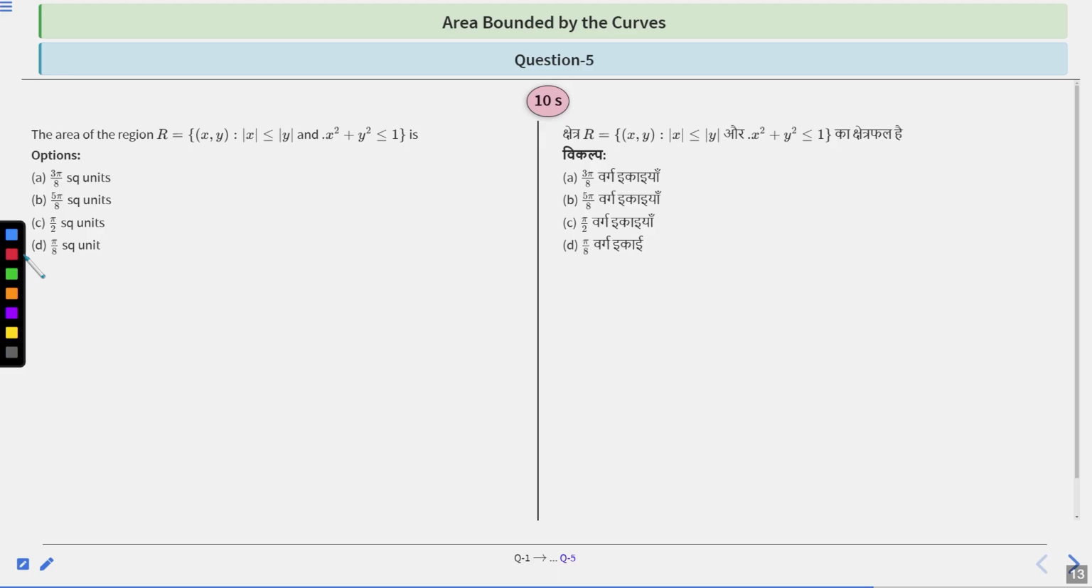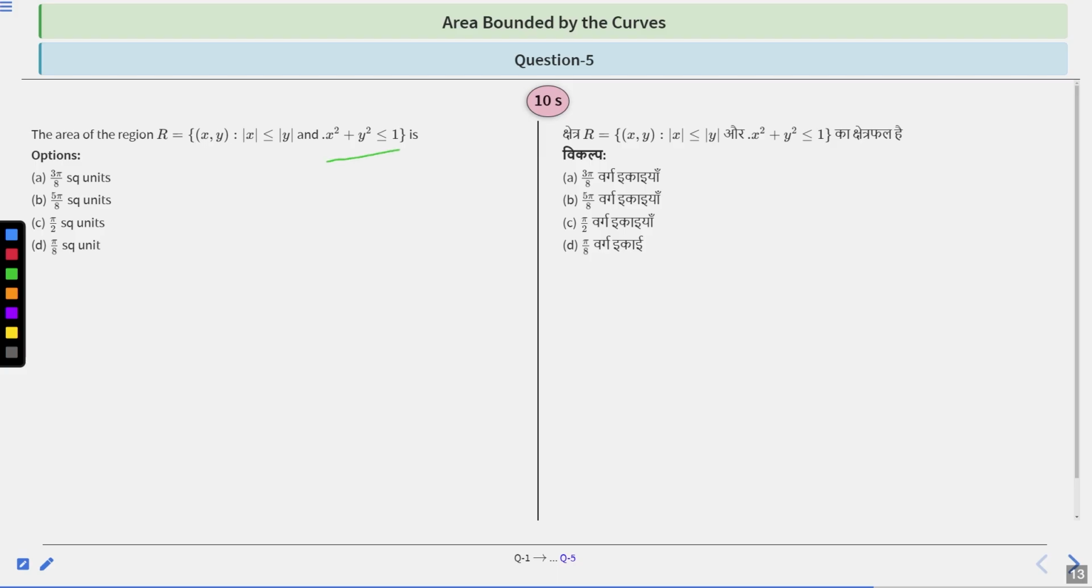Question number 5 says that the area of the region R, equal to xy such that mod x is less than or equal to mod y and x square plus y square is less than or equal to 1, is. So again, the hint for this question is to draw the graph of mod x less than or equal to mod y, and x square plus y square less than or equal to 1.